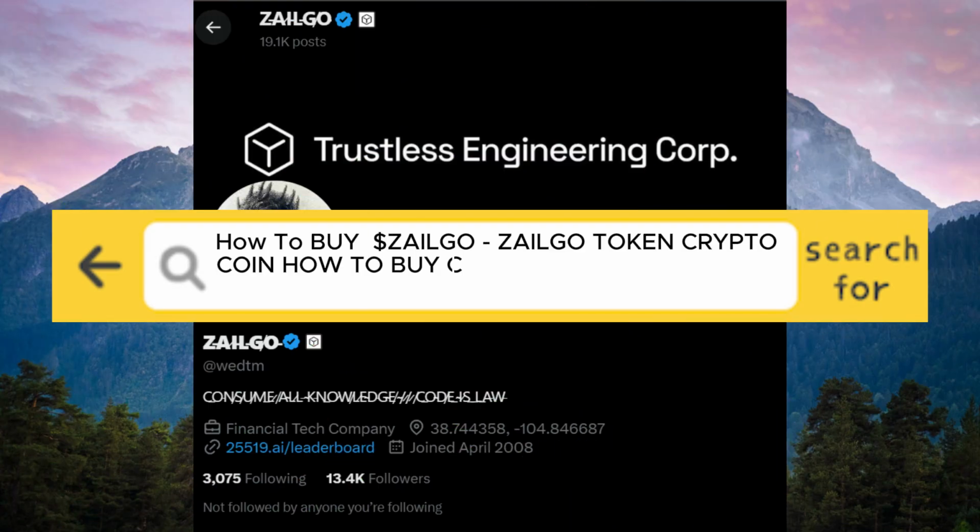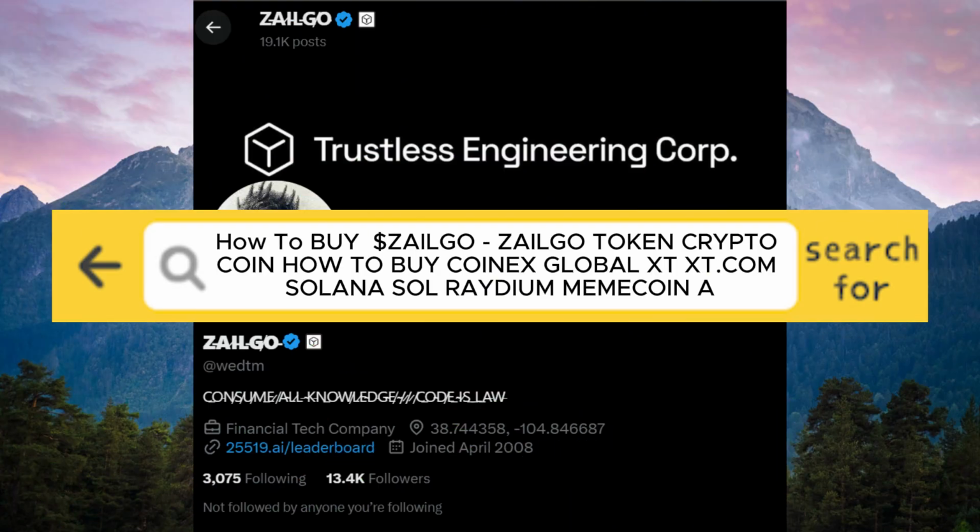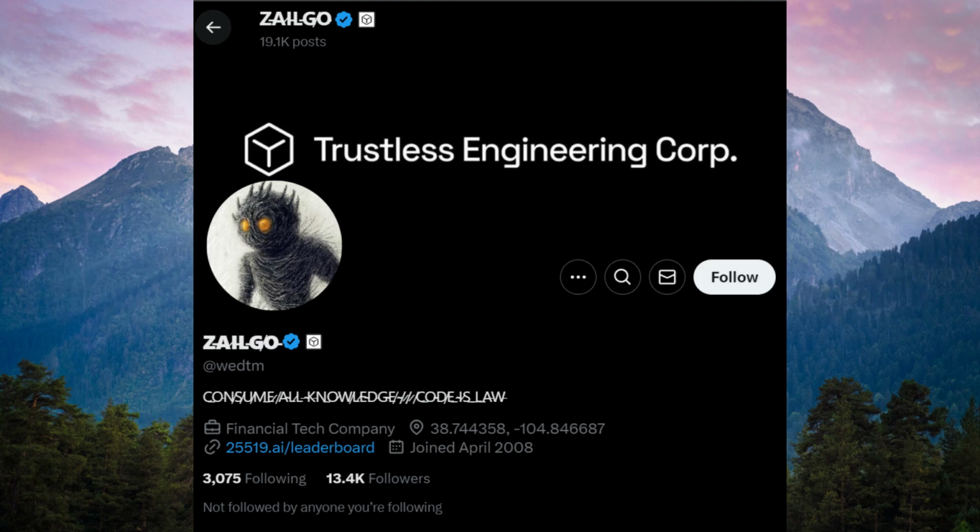How to buy ZAILGO token, crypto coin. How to buy on Coinex Global, Solana SOL, Raydium, memecoin, AI.